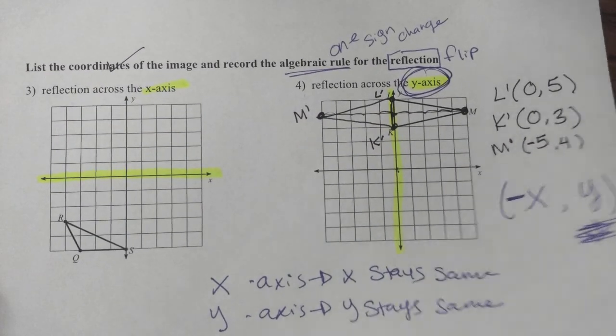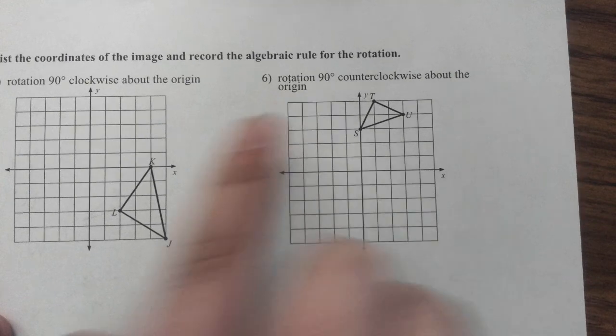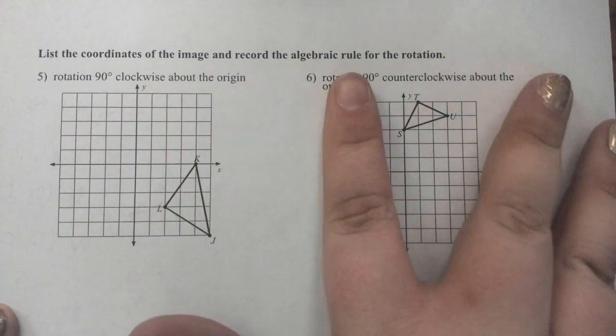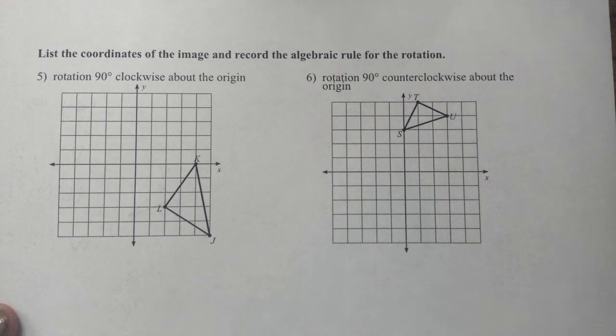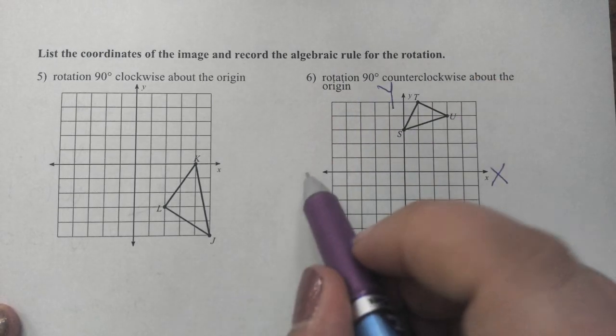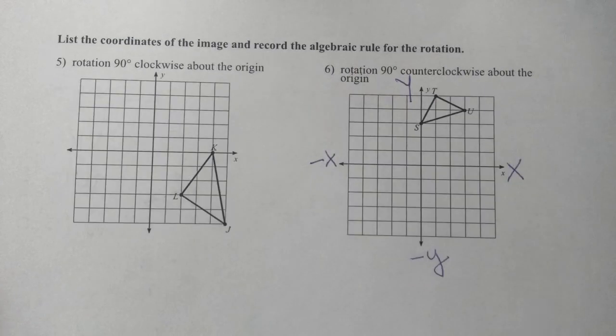If you turn to the back of the page, you'll see number 6 and number 8. Number 6 gives us a rotation, and 5 and 6 are rotations. We're going to have to list the coordinates of the image and then record the algebraic rule. This is the x-axis, and this is the y-axis. That means this is negative x and negative y. So let's write the rule first.